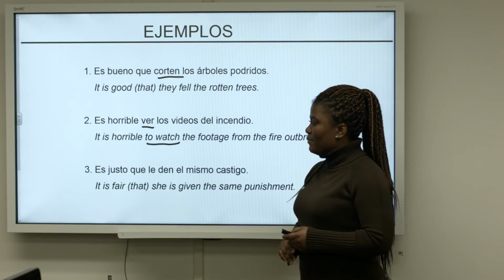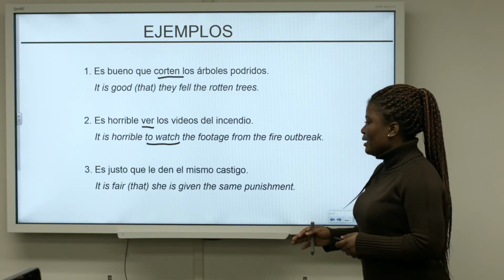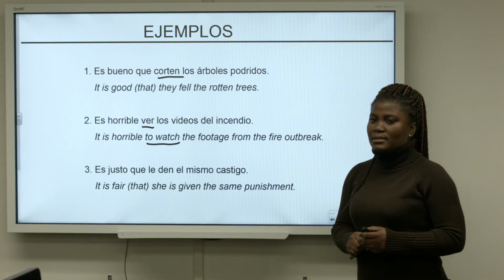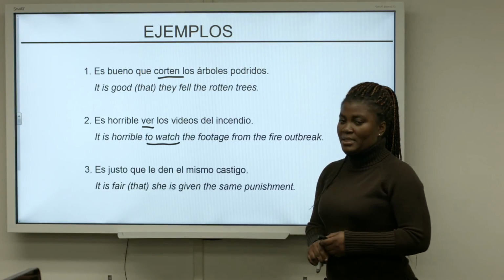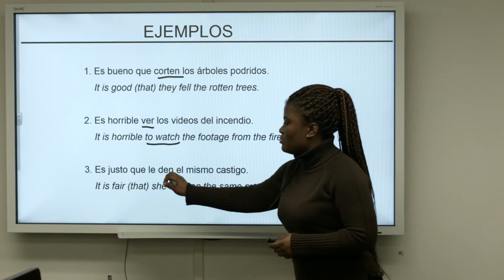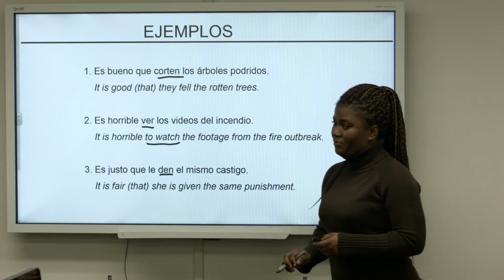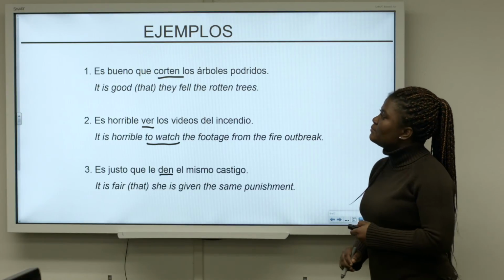Then for the third example, we have es justo que le den el mismo castigo. So it is fair that she's given the same punishment. So over here as well, we have a conjugated verb in the sentence.